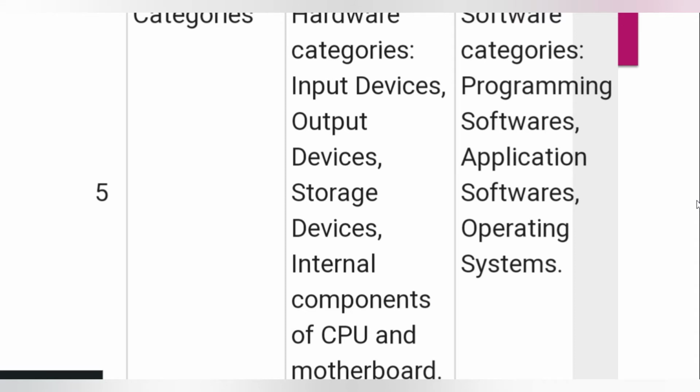Now, what about software? Software is categorized into different forms like programming software, application software, and operating systems. These are also software, but the functioning of each of them is different from the others. So that is why software is categorized into three types.